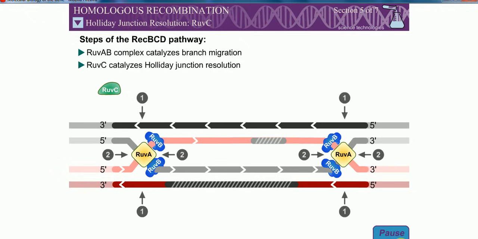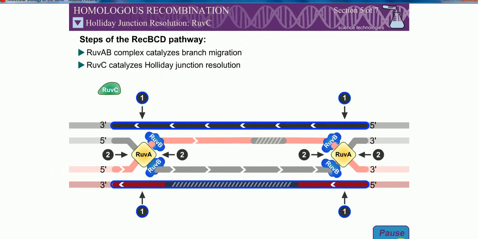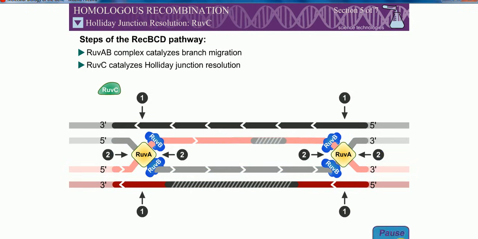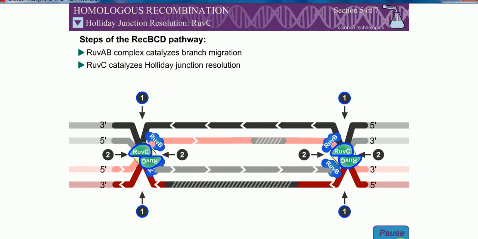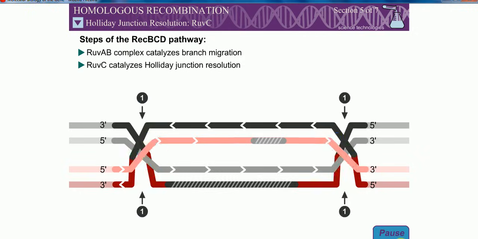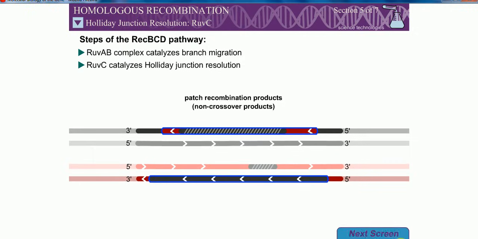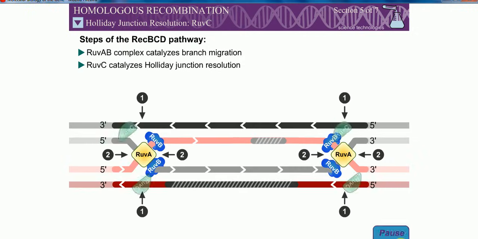For each Holliday junction, there are 2 possible cleavage sites. Site 1 consists of the 2 DNA strands that have not crossed over. Site 2 consists of the 2 DNA strands that have crossed over. If both junctions are cleaved in the same way, patch recombination products result. For example, if both junctions are cleaved at site 1, patch recombination products result. Patch recombination products also result if both junctions are cleaved at site 2.